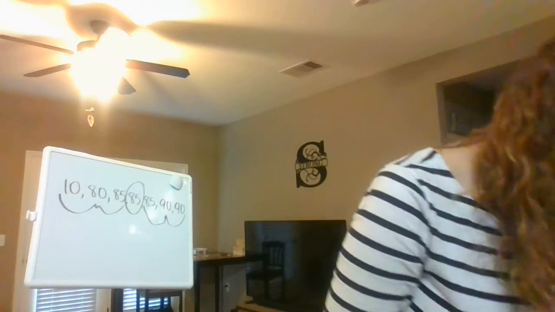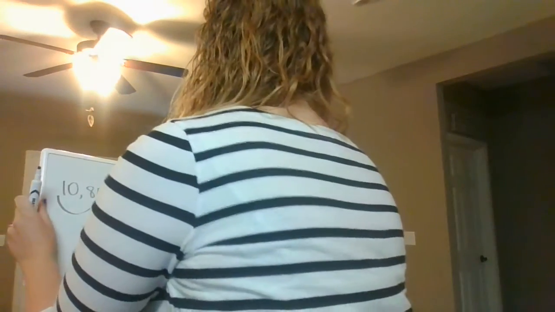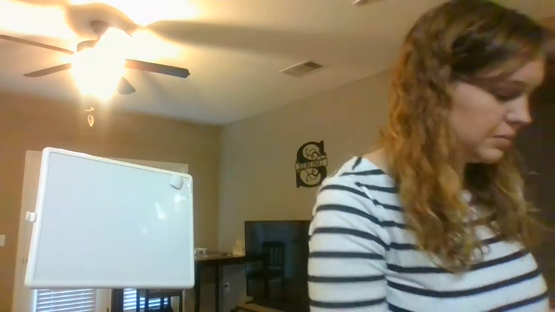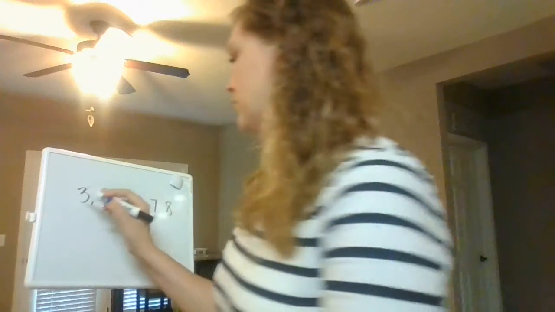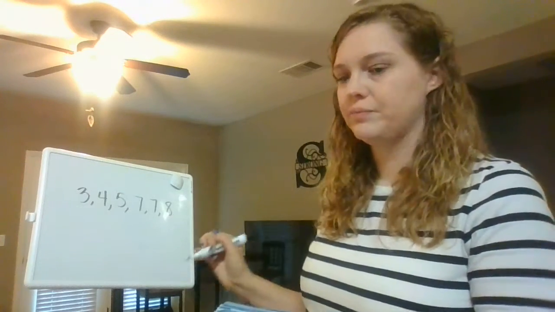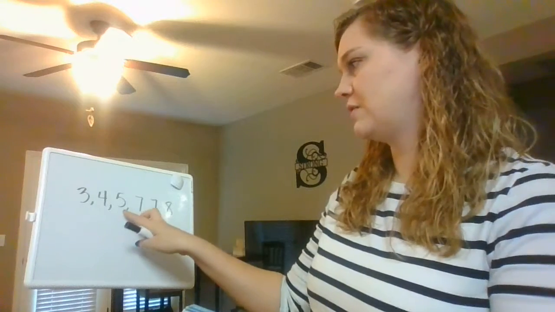Now, what if we had an even number of numbers to find the median? So at the bottom of example 2, we have the numbers 5, 4, 3, 8, 7, 7. So I'm going to put those in order from smallest to biggest. So we have 3, 4, 5, 7, 7, 8. But there's an even number. So I can't find just one middle number. I have two middle numbers, 5 and 7.